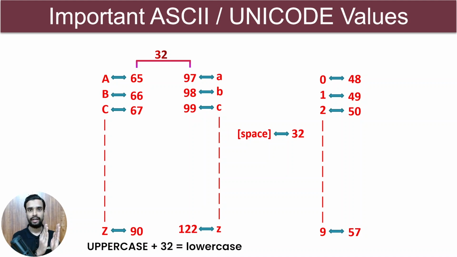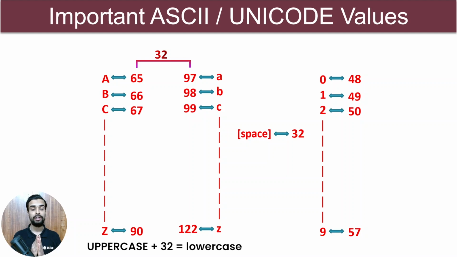For the uppercase characters, the starting value happens to be 65. For the lowercase characters, it is 97. For the digits, it is 48. And for the white space, it is 32. Because once you are able to remember the starting values, from there you know how the sequencing is. It is all sequential. Easily you will be able to figure out for any given symbol.